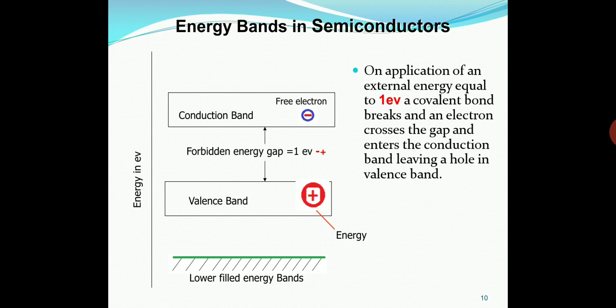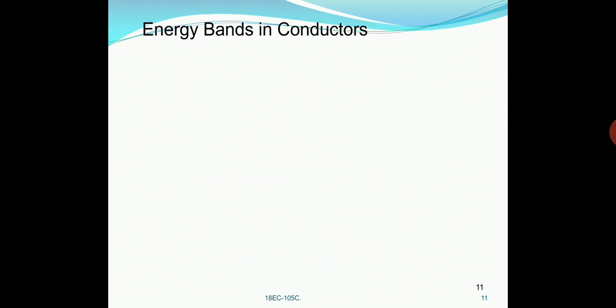Hence now it is going to act like a conductor after a small external voltage has been applied to it. It can be any form of energy: heat, electrical, or light. See, so that is denoting a hole in the valence band.